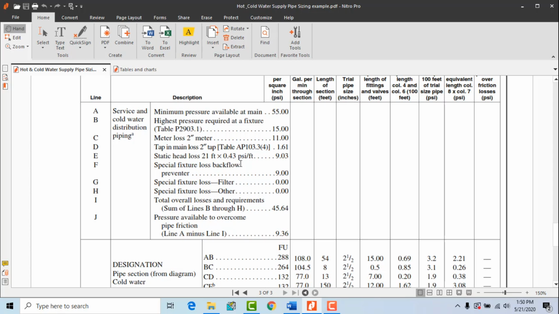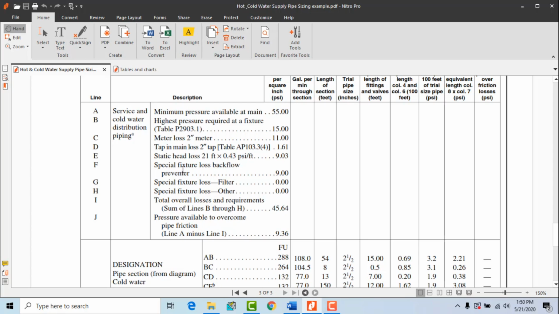Since we know that 1 foot is equal to 0.43 psi, in order to convert this into psi you need to multiply it by 0.43 psi per foot. After multiplying 21 by 0.43, you will get 9.03 psi static head loss.